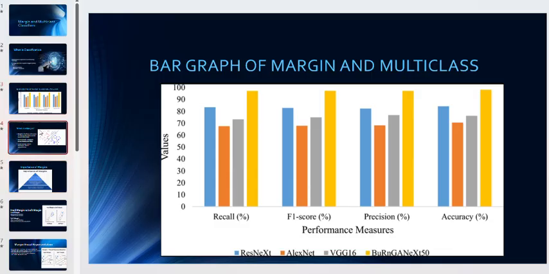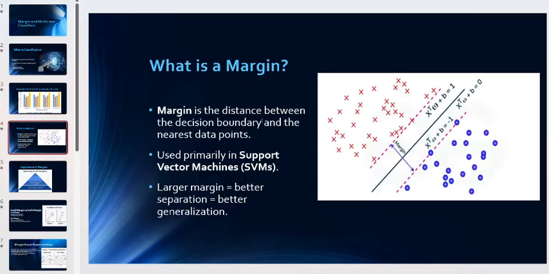And then, what is margin? Margin is the distance between the decision boundary and the closest data point from each class. A larger margin means the model has more confidence in its decision. This is the diagram of the margin.